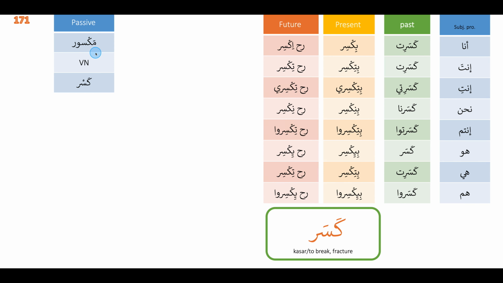The passive voice and the verbal noun, I've covered them previously. However, as I promised, I'll be making some more videos on the verbal noun in the coming weeks, months. The imperative is so easy. You simply take the present tense minus the ba, and for the feminine, you add an e, and for the group of people, you add a u.